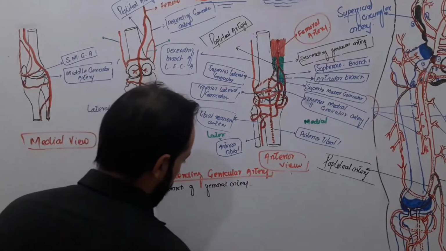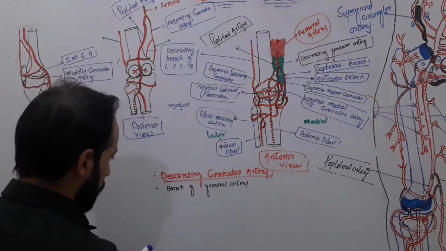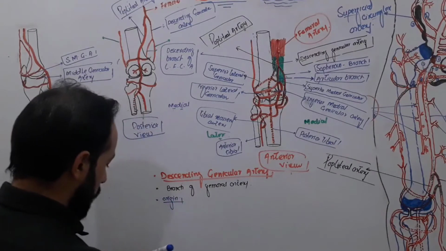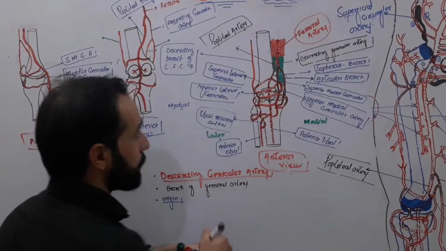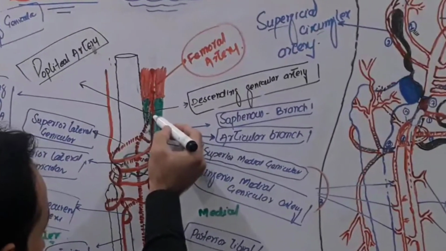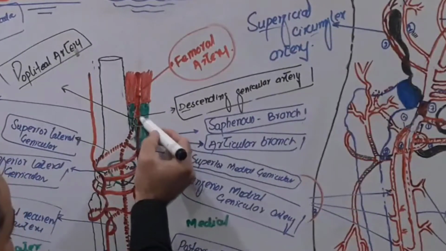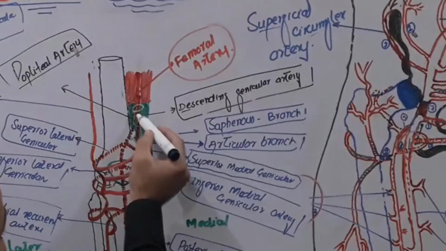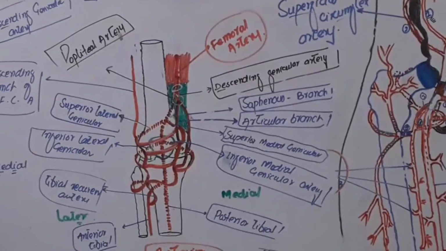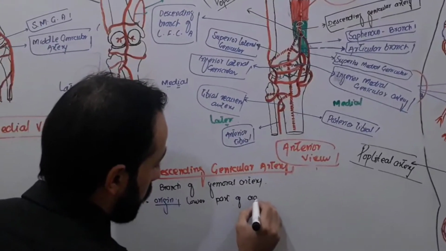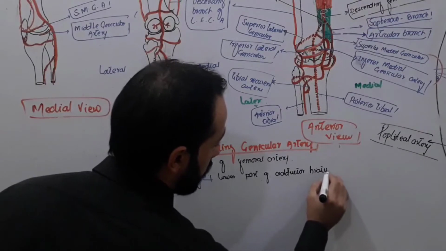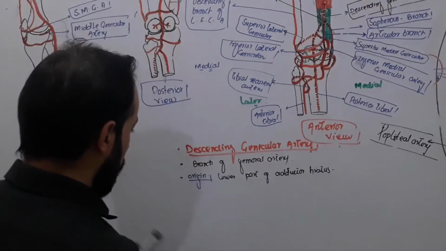Where does this artery arise, right? What is the origin point of this artery? So this artery arises at the lower part of the adductor hiatus, right? So this is our adductor muscle and here is our adductor hiatus. This artery arises at the lower part of the adductor hiatus, right friends?